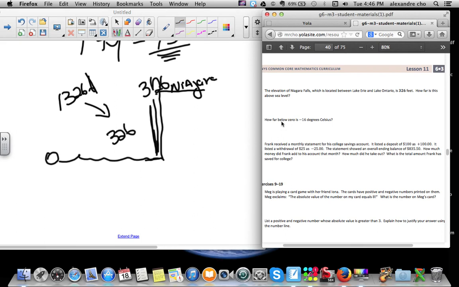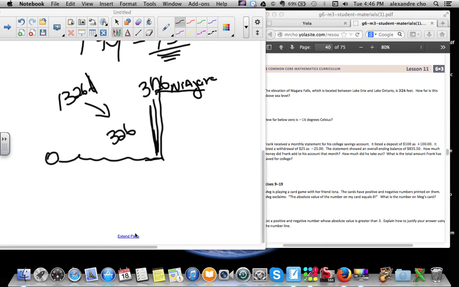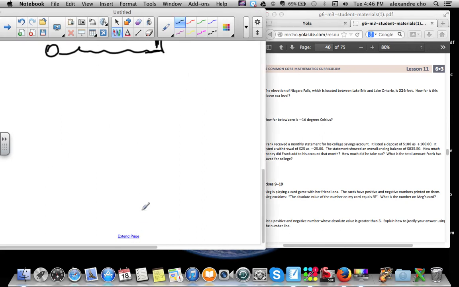How far below 0 is negative 16? Wow, these are really easy questions. How far below 0 is negative 16? And that would be 16. Okay, that's how far below 0 it is.